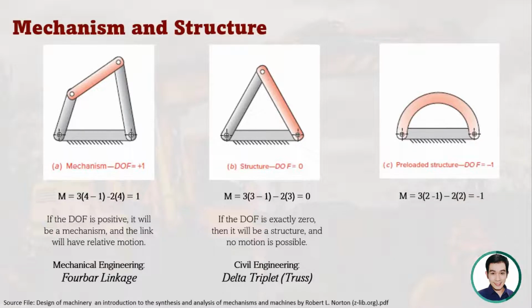And then for the last photo, if we substitute the number of links, which is 2, and the number of joints, which is also 2, the mobility is -1. If the mobility is -1, then it is considered a preloaded structure. This is actually a redundant structure, meaning the second link is not needed anymore because the first link is already enough to achieve what you want in this kind of situation. So that's the difference between mechanism, structure, and the preloaded structure and their applications as well.